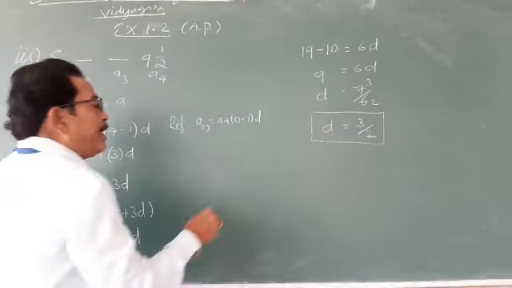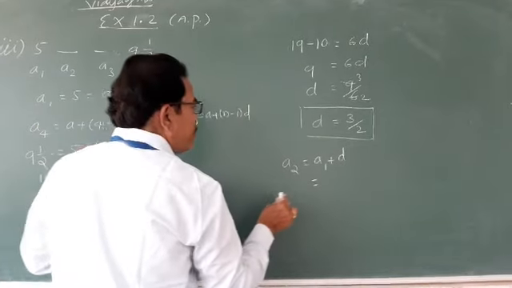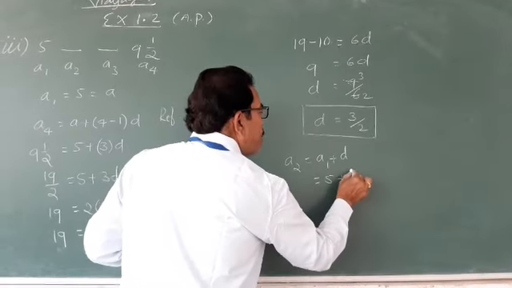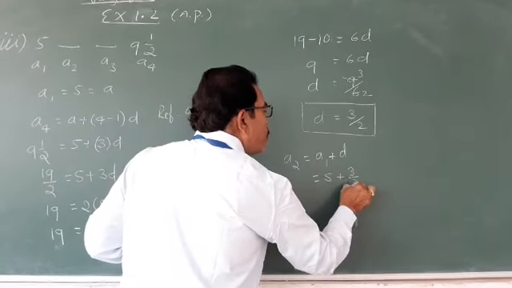A2 we need. That is A2 equals A1 plus D. A1 is 5. 5 plus 3 by 2, LCM is 2. 5 2s are 10 plus 3, that is 13 by 2.